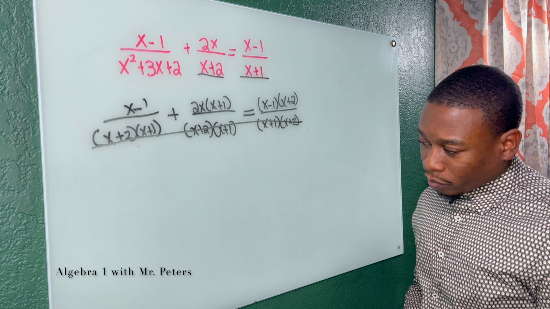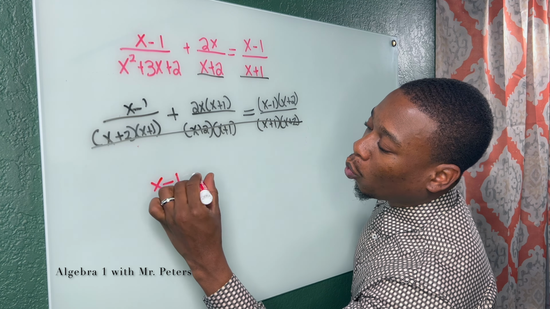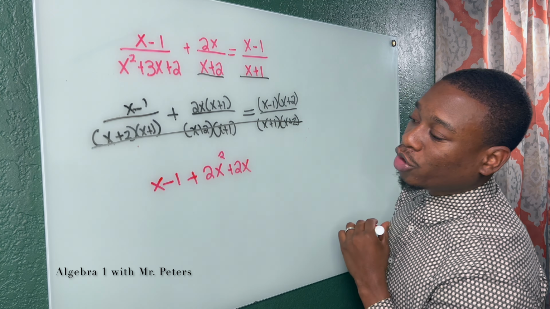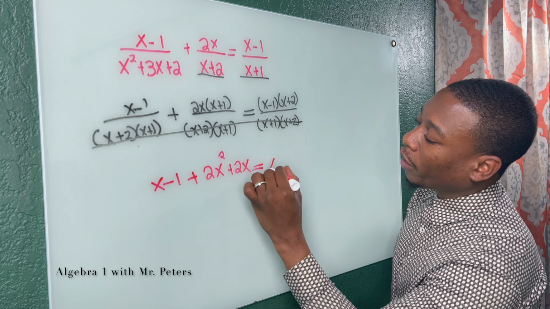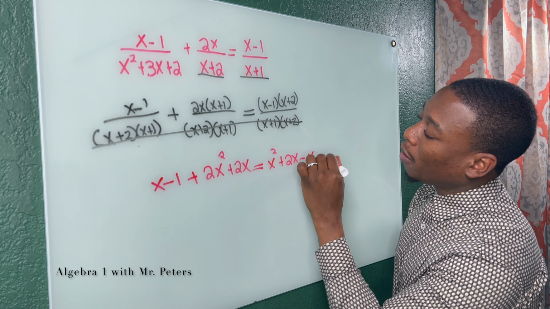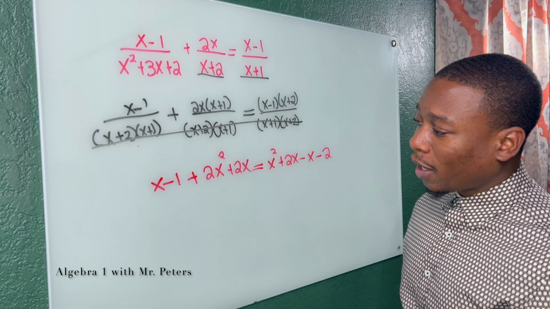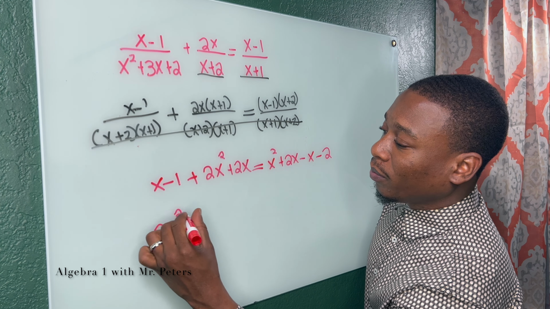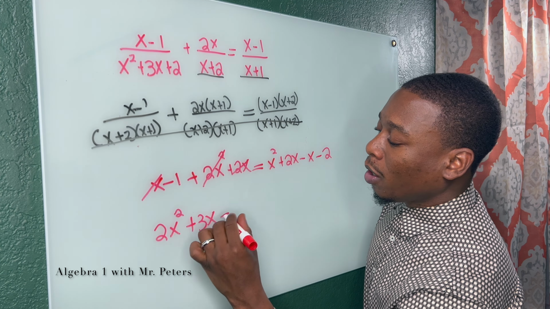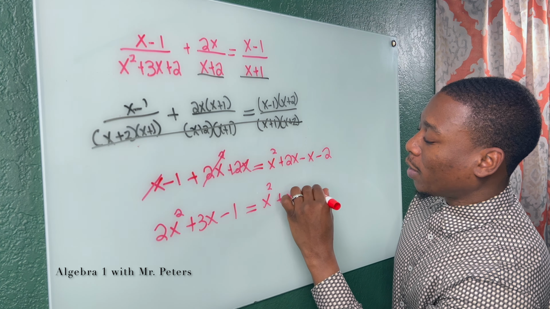So at this step, we're now going to clean up the numerator. So x minus 1 stays the same. We add 2x squared plus 2x to it after distributing. And then once we FOIL here, we're going to have x squared plus 2x minus x minus 2. Before we start moving things from one side to the other, let's just clean up each side. So 2x squared stays the same. And this is going to be plus 3x. All right, let's cancel that out. Cancel that, cancel that. Minus 1 is equal to x squared plus x minus 2.